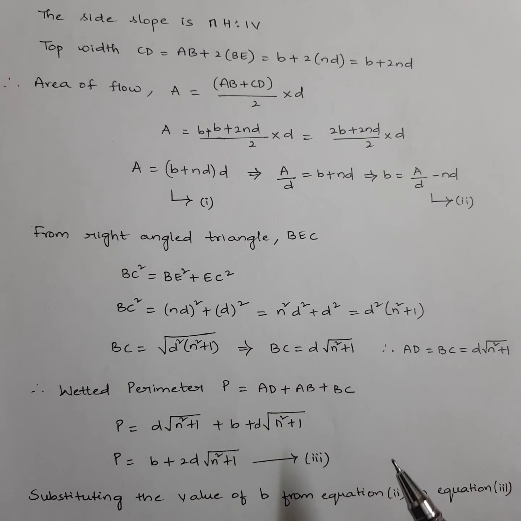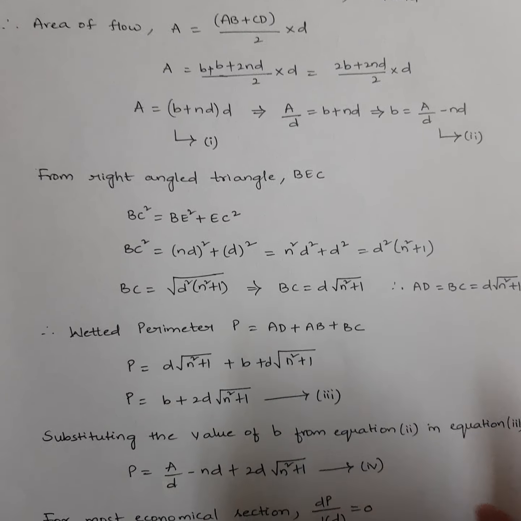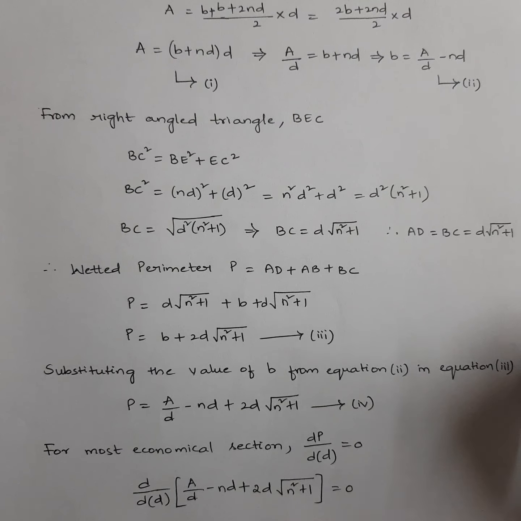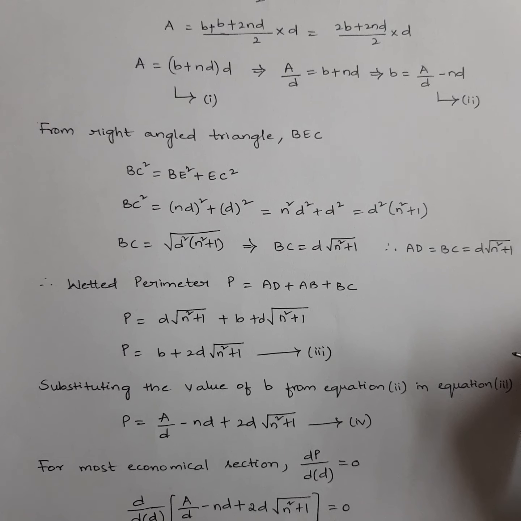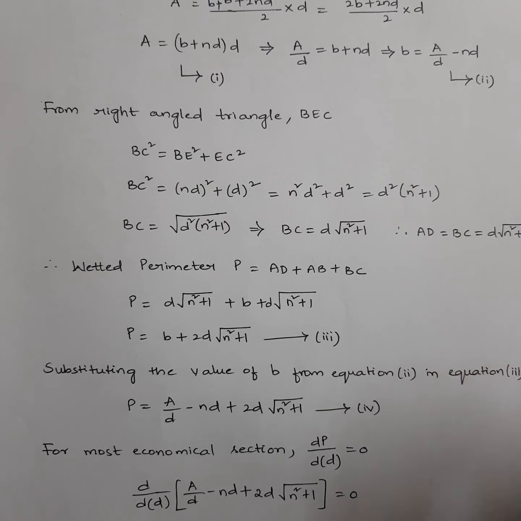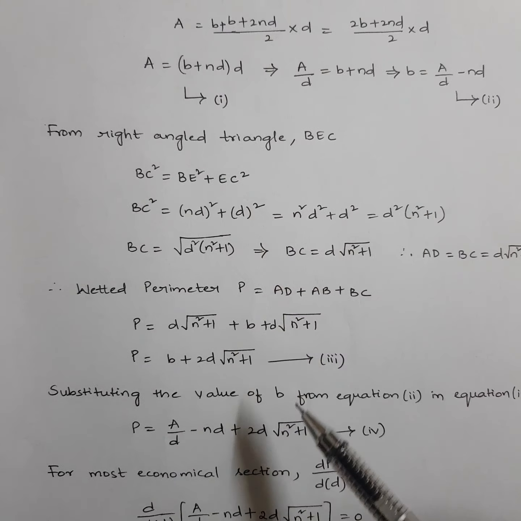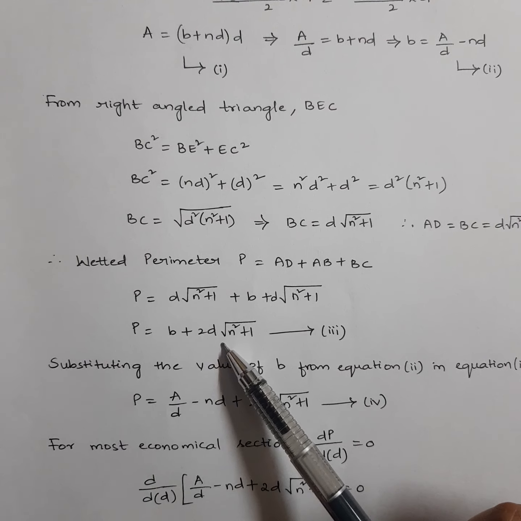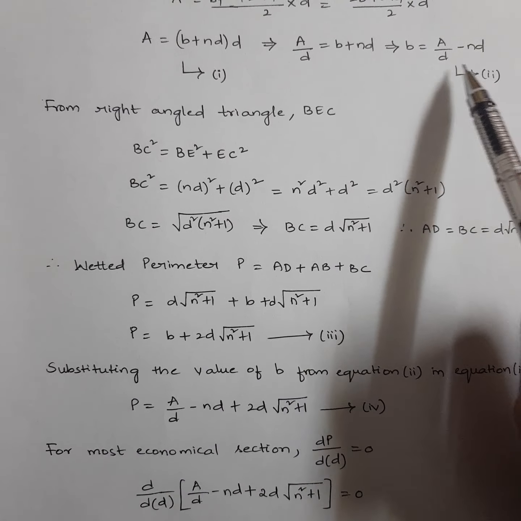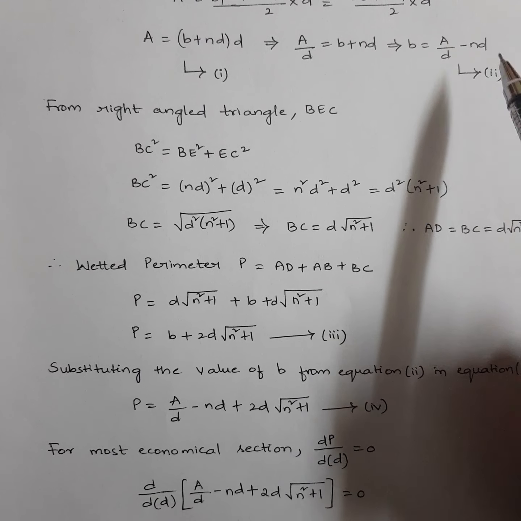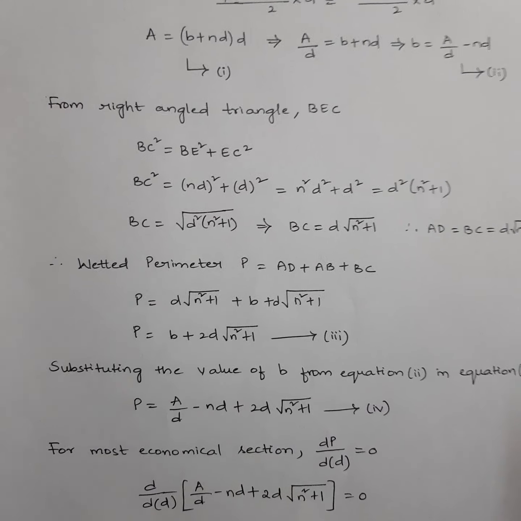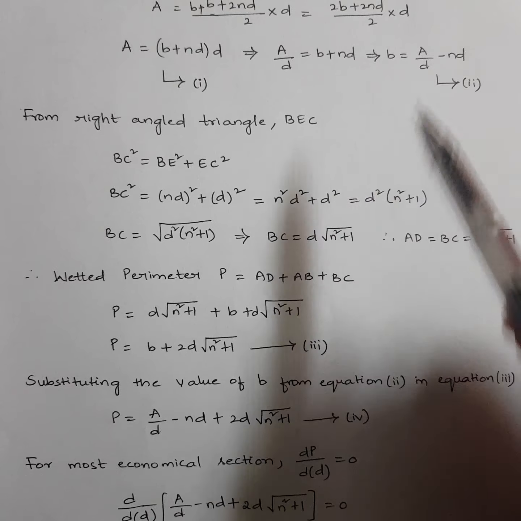I have the area, I have the wetted perimeter. But before calculating the hydraulic radius, let's make it most economical. Let's apply the first condition. What I told you for the most economical section is that the wetted perimeter must be minimum. Means you have to differentiate the wetted perimeter with respect to d and equate it to 0. Already I have the P value ready, right? Here, P is b plus 2d root n square plus 1. But b we have written in terms of a and d. Take this a by d minus nd and keep it here. So P will be a by d minus nd plus 2d root n square plus 1. Clear? I have just brought this b here.